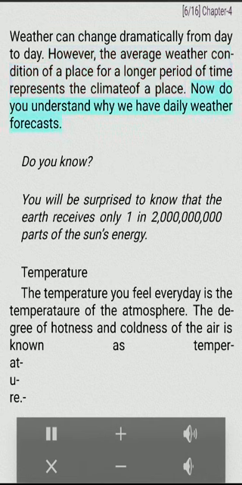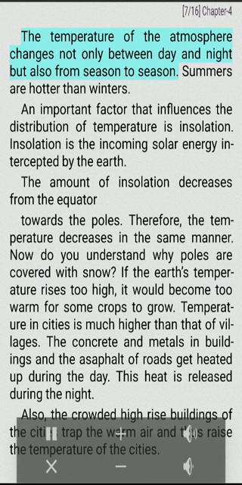Now do you understand why we have daily weather forecasts? Do you know? You will be surprised to know that the Earth receives only 1 in 2 billion parts of the sun's energy. Temperature. The temperature you feel every day is the temperature of the atmosphere. The degree of hotness and coldness of the air is known as temperature. The temperature of the atmosphere changes not only between day and night but also from season to season. Summers are hotter than winters.